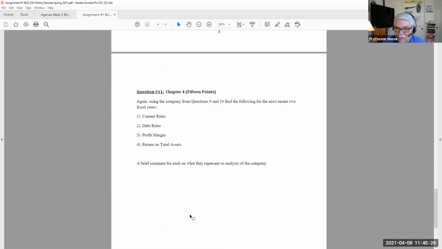The debt ratio, the profit margin, and the return on total assets. A brief comment on each and what they mean or represent to the company. Not their deltas or their changes, what that means, but what does the current ratio tell you about the company that you selected? What is the debt ratio? What is the profit margin? What does the return on total assets tell you about your company?